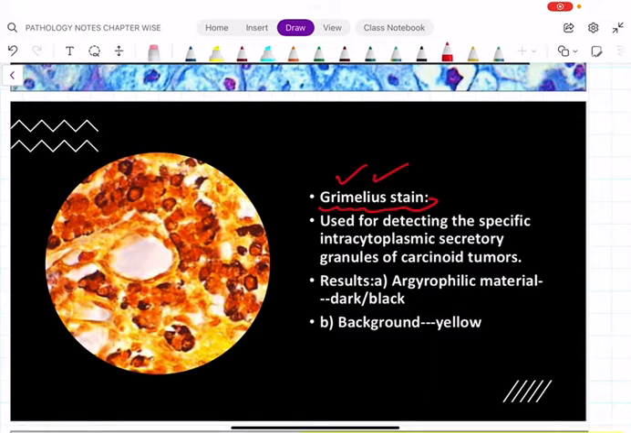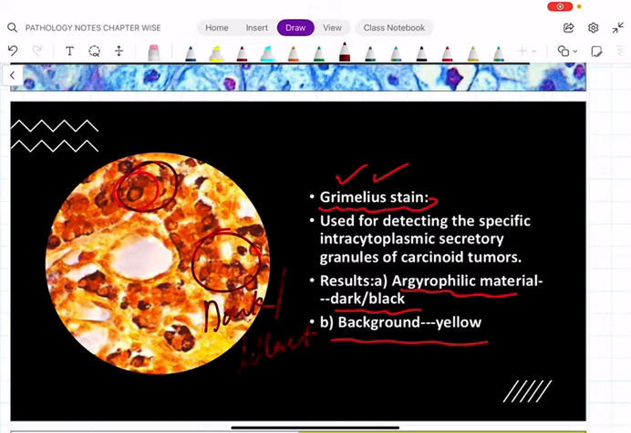This will give the argyrophilic reaction. Argyrophilic materials means what? They have an affinity for derivatives of silver salts. They will stain dark or black in color and the background will be yellow. You can see in this picture, dark or black in color with the background yellow. This is called the Grimelius stain.